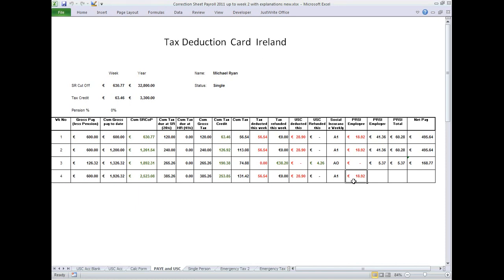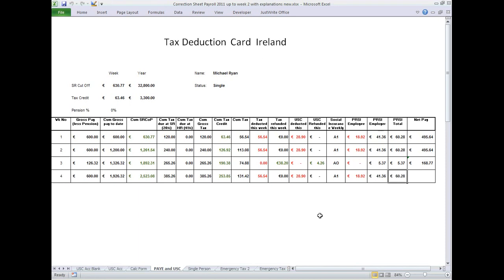Well, what it is, the first 127 is exempt, and he pays on the balance. In the new year, that's going to change. It'll be all liable at the 4%. Now his employer's PRSI, we put that in there, 41, again calculated off sheet, and the total there we put that in.